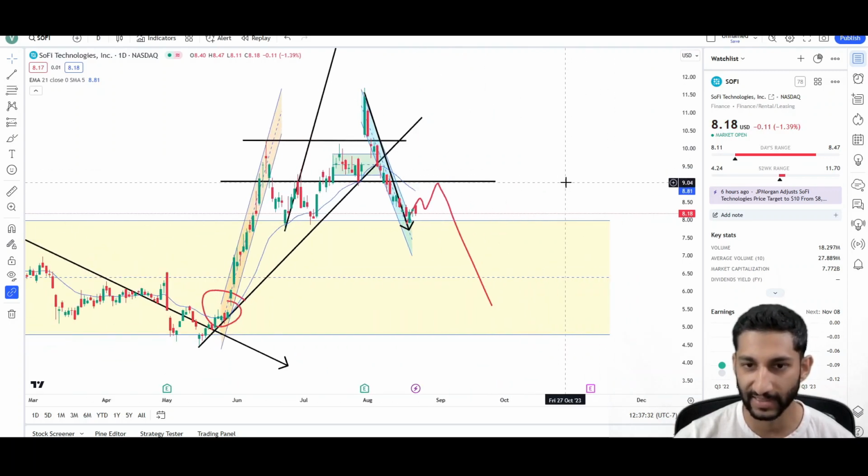So let's take a look at the daily chart for SoFi Technologies. I know the market hasn't closed yet, but not much is going to change within the next 20-30 minutes. So here's the daily chart.